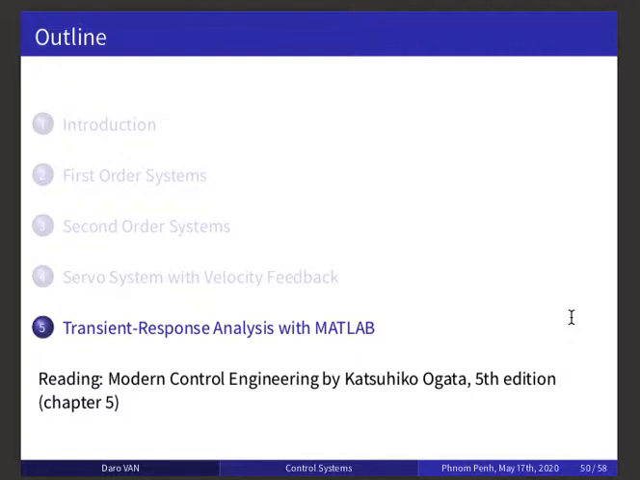This is lecture 7, Transient and Steady State Response Analysis. In this section, we'll discuss transient response analysis with MATLAB. So basically, we can use MATLAB for this.